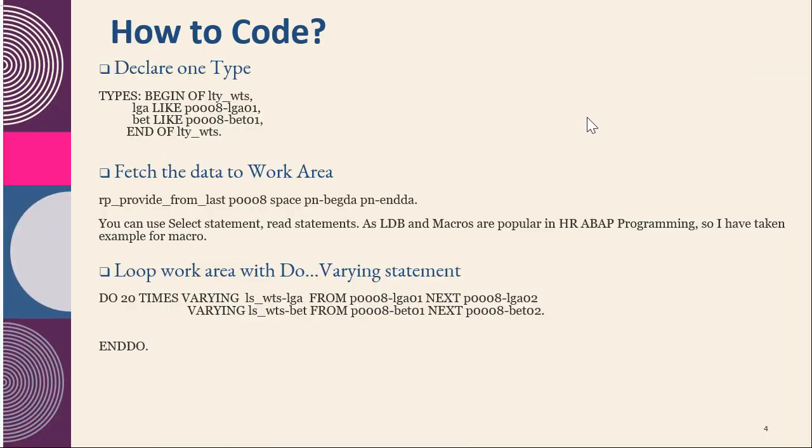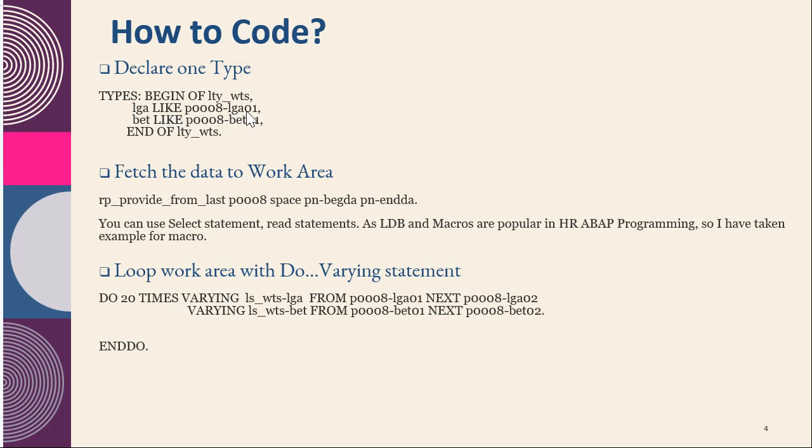Basically, to develop the program, we need to have three components. One is declaration, another is fetching the data to the work area. The third thing is we need to use the DO VARYING statement. How will we do the declaration? It should be the fields that are repeating. You need to have a field name for that, which will help store the values while the fields are varying.